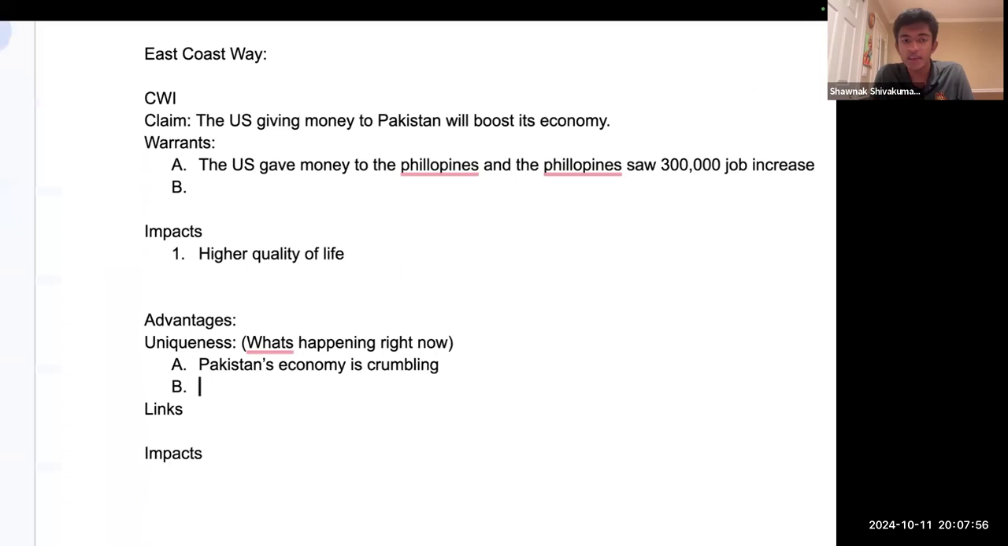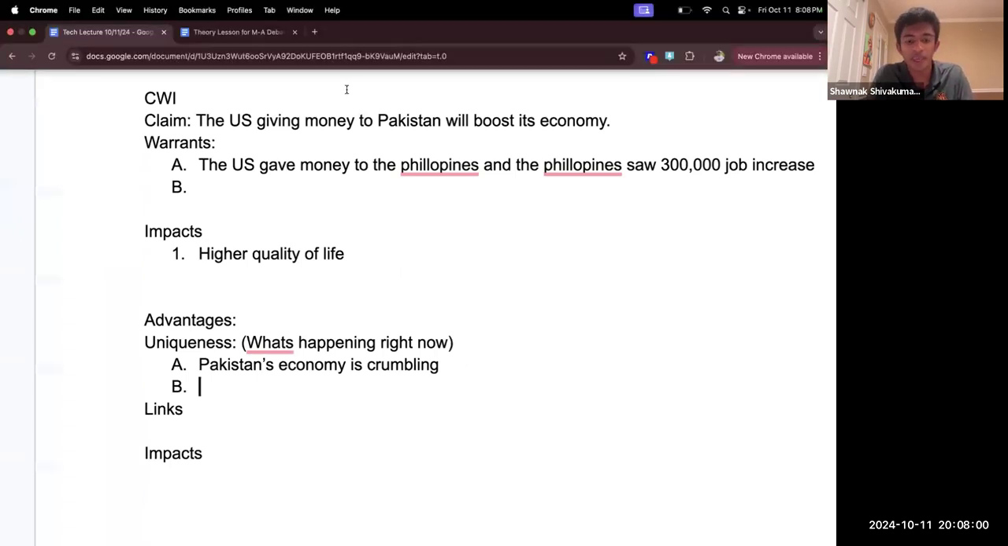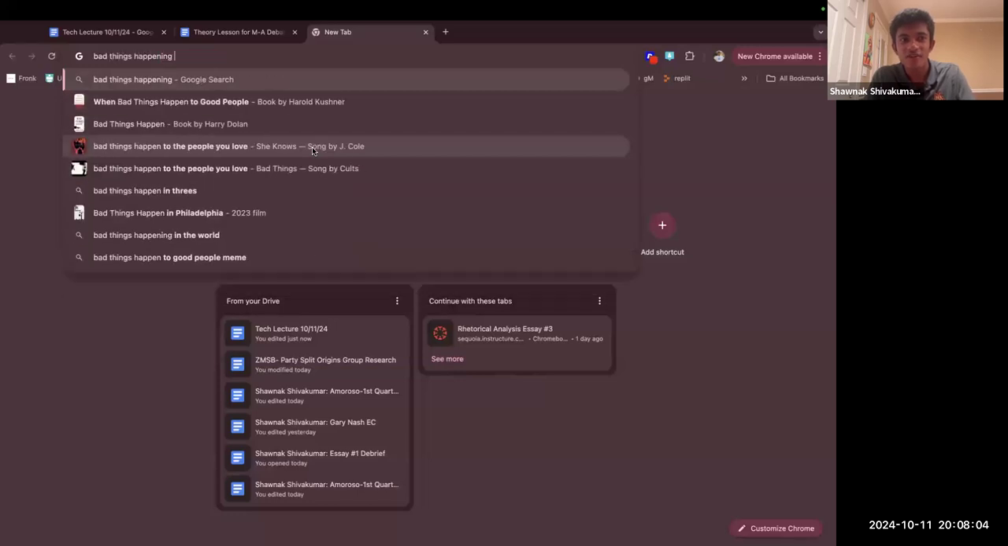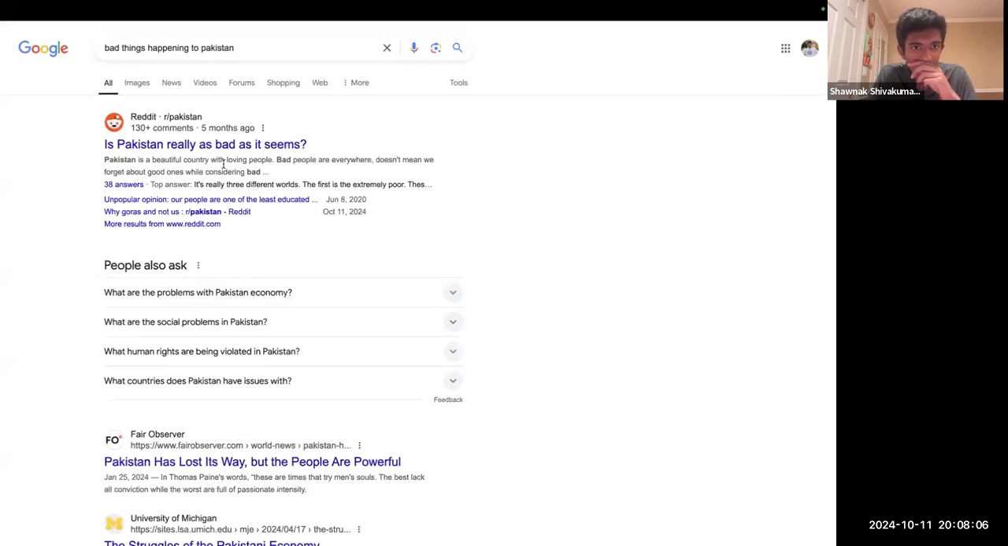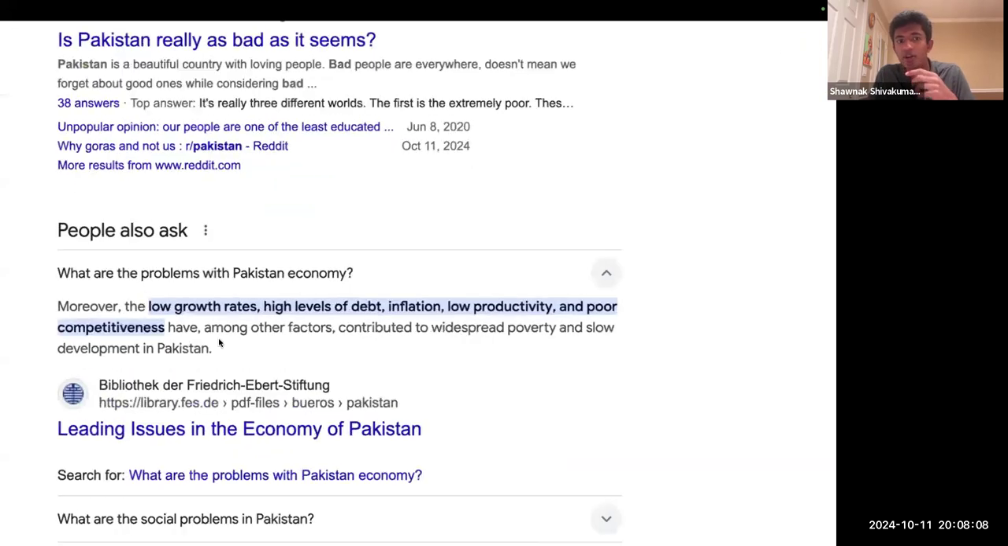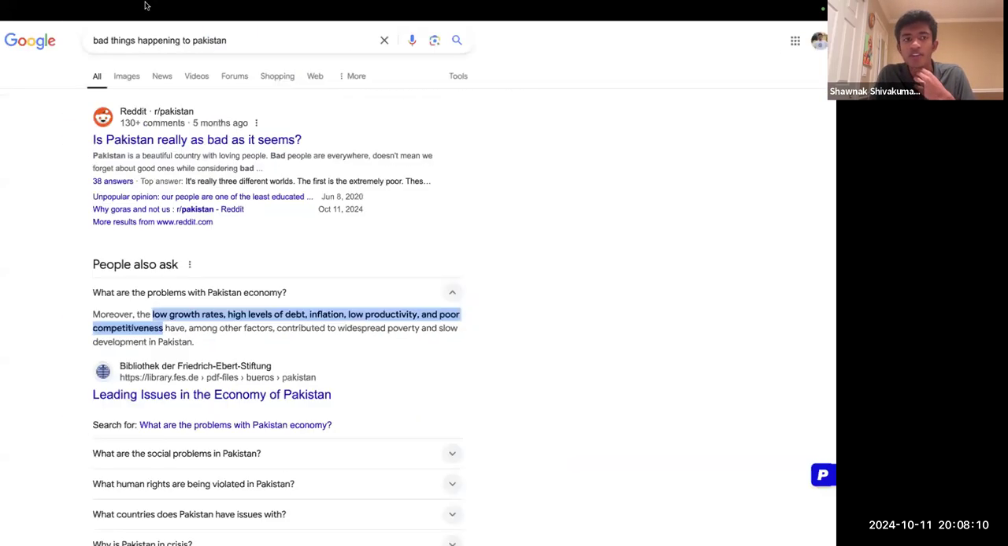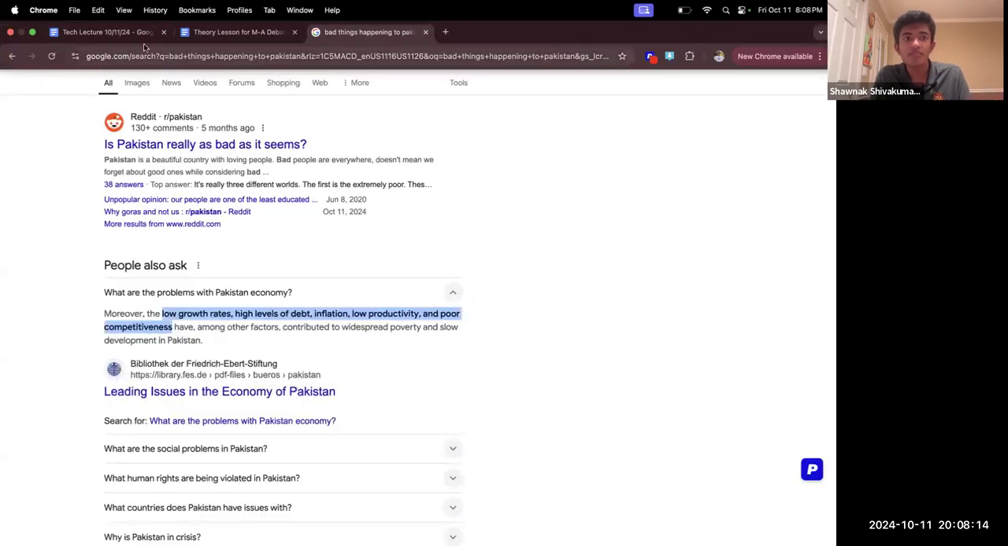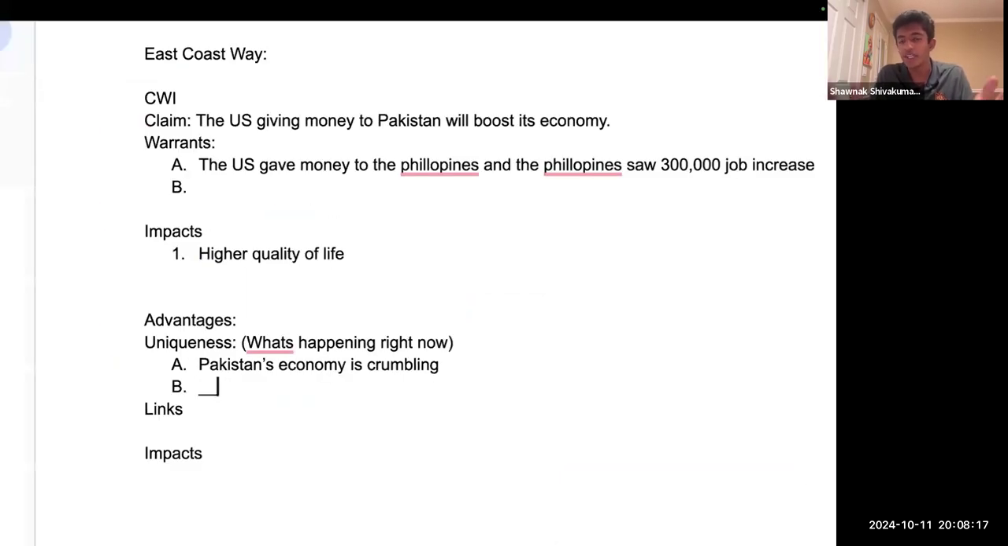And then secondly, what else is happening? Like, let's say, okay, this is research. Bad things happening to Pakistan: low growth rates, high levels of debt, inflation, low productivity, et cetera. So you do all this research, you get all these stats, and then you put it in the uniqueness. That's what's happening bad in the status quo.